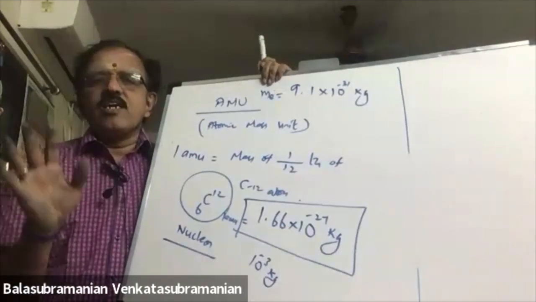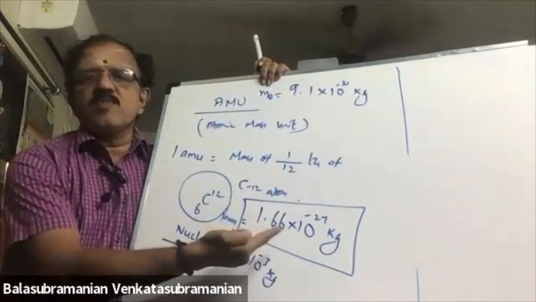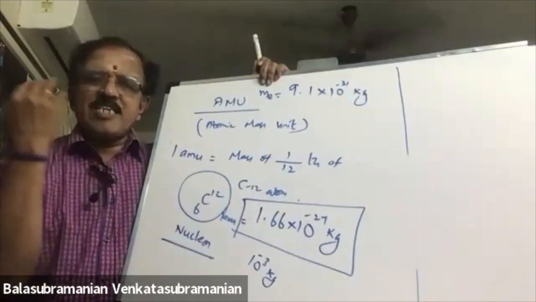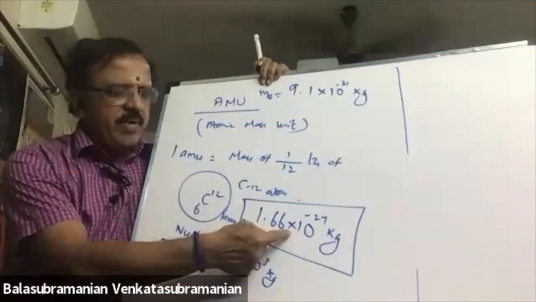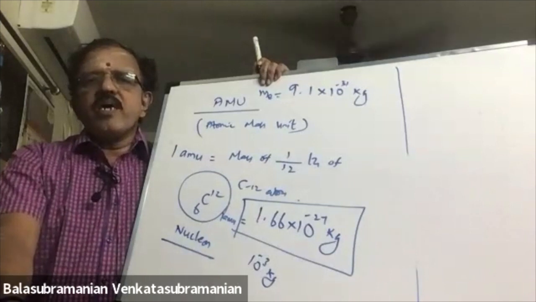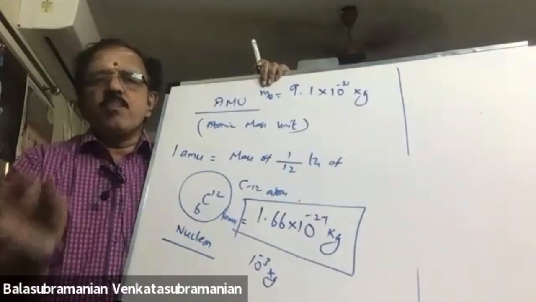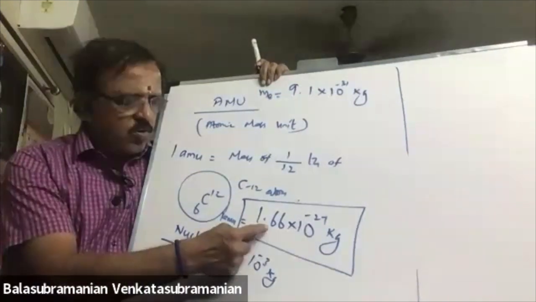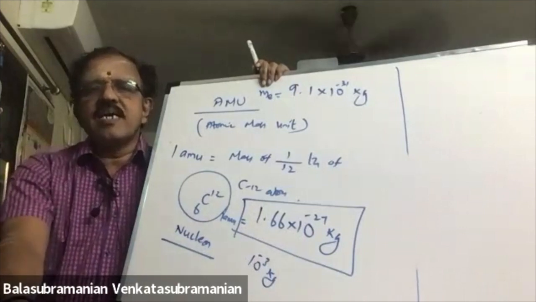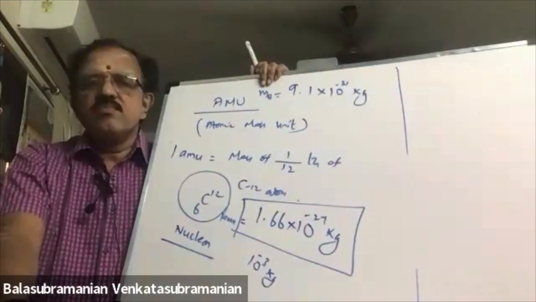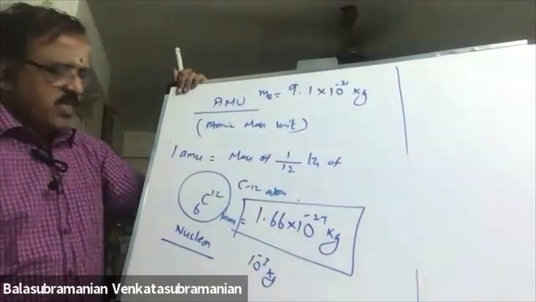Sir, I know only kilogram. Fine. So only we are writing like this. One AMU, this much amount of kilogram. If you want to convert AMU into kilogram, multiply by this value. 1.005 AMU, express in kilogram: 1.005 into 1.66 10 power minus 27. Multiply these two, you will get the answer in kilogram. Correct? So this is atomic mass unit.